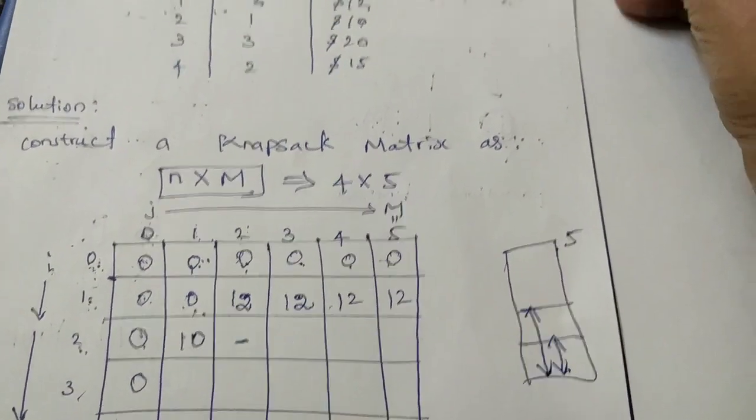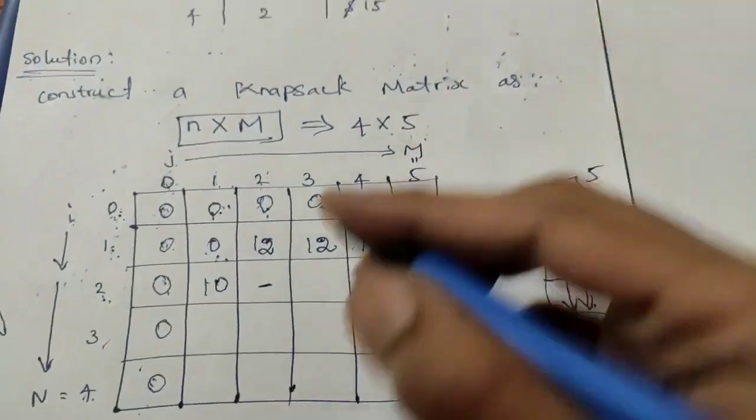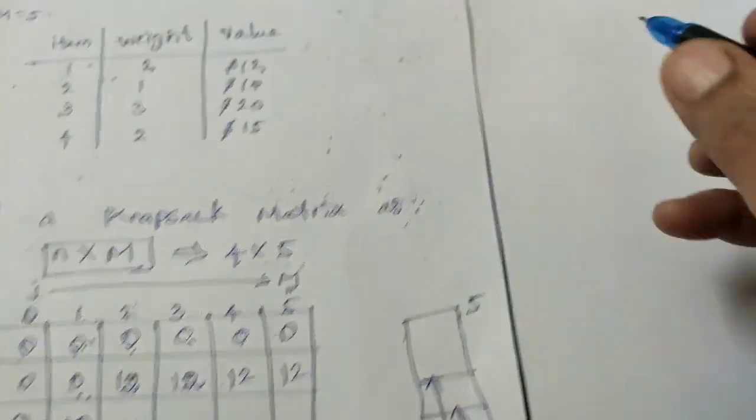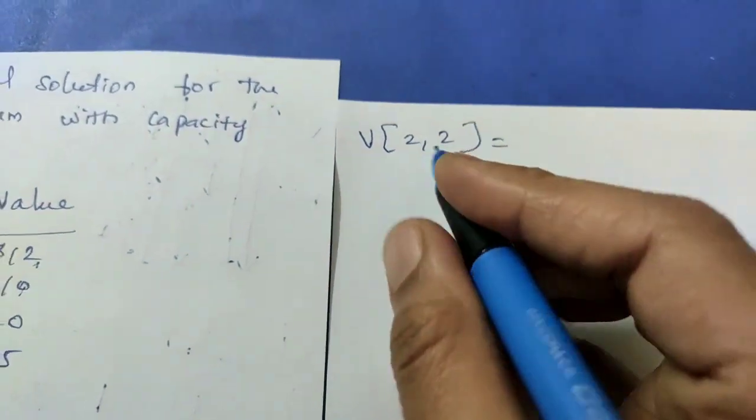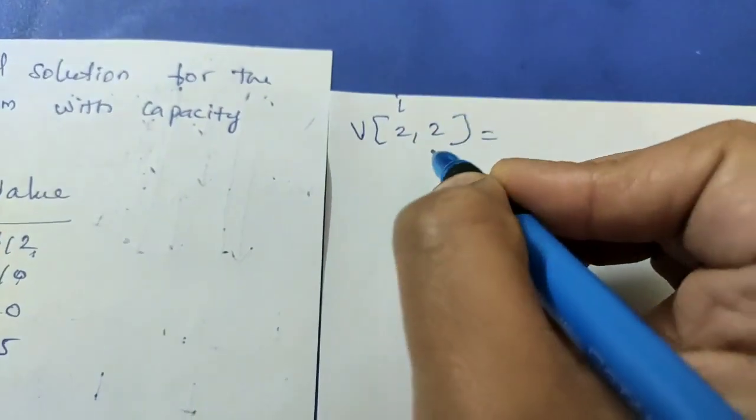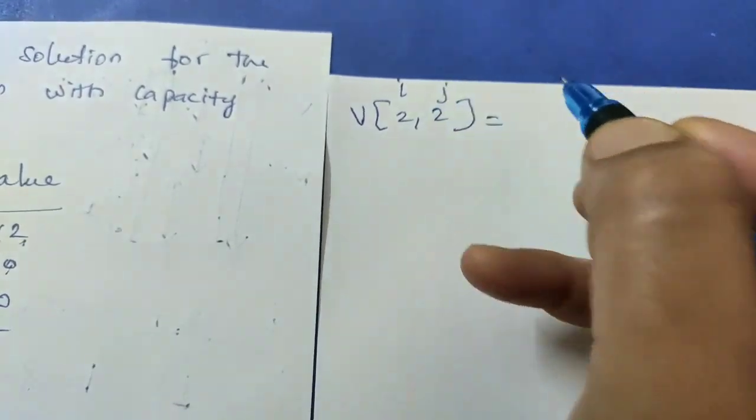The location is V of 2, 2. So what is the item I am just processing? Second item. What is the current knapsack capacity? 2.